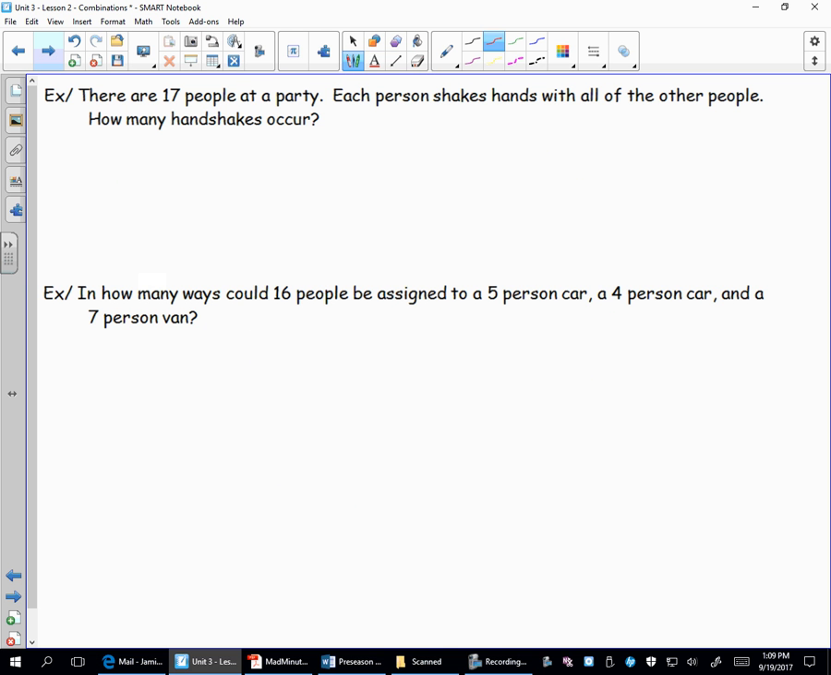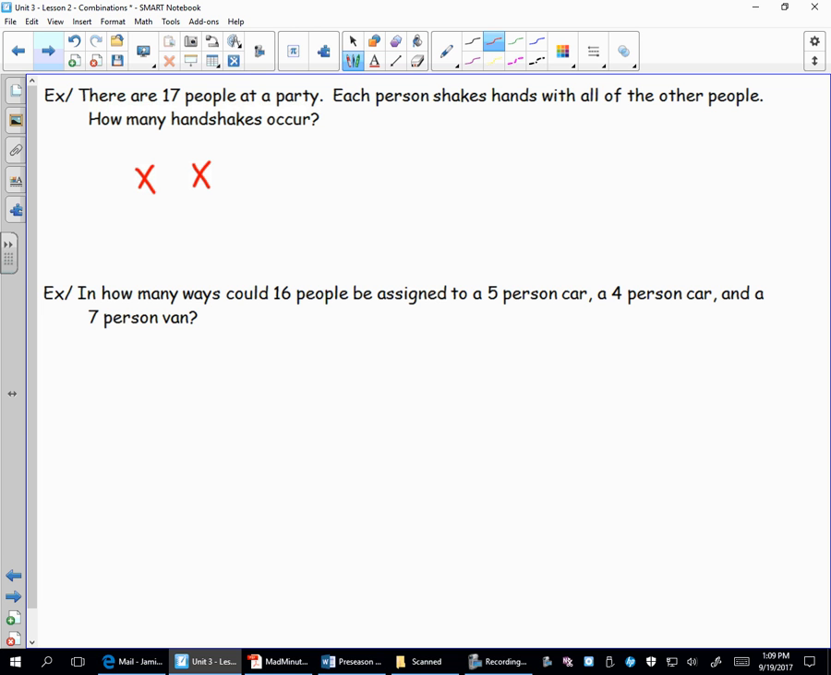There are 17 people at a party. Each person shakes hands with everybody else. How many different handshakes occur? Now, we're not going to repeat handshakes. Once you've shaken hands with somebody, you're done. But if you stop and think about it, we already have 2 people shaking hands. In other words, we're making groups of 2.